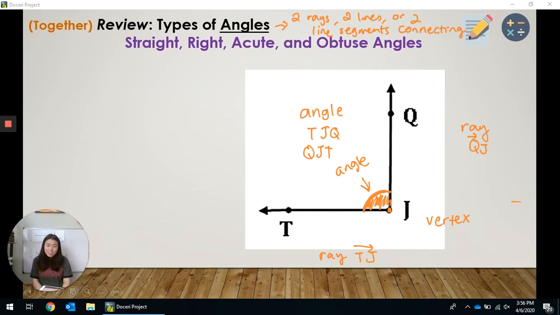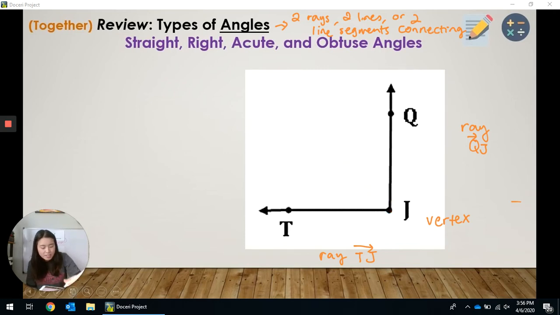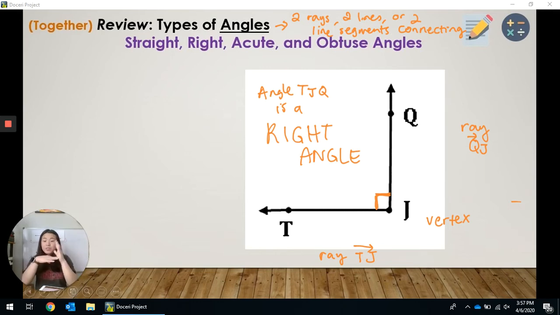And then just like I said earlier, this is a special type of angle. I'm going to erase some of this so that we have room. This right here, sometimes it has a little mark like this, like a little box. Because this angle, angle TJQ, is a right angle. Remember? Hopefully this jogs your memory. Right angles have a perfect corner. They meet and they create a perfect corner. Hopefully by now you learned that that perfect corner has a measurement of 90 degrees.